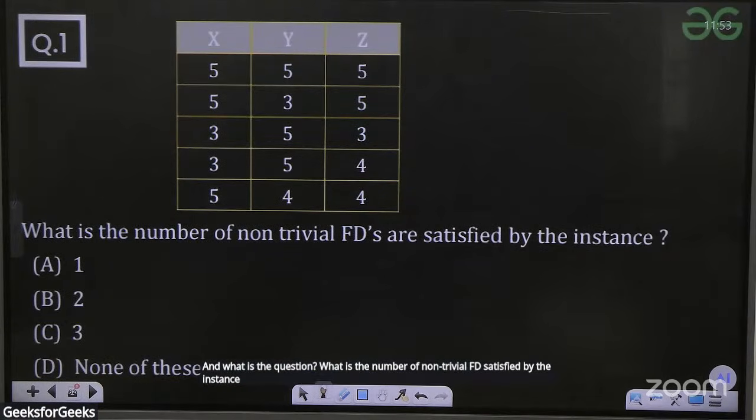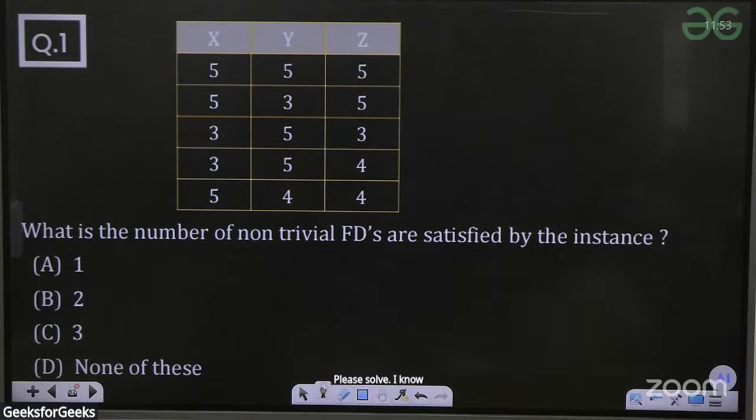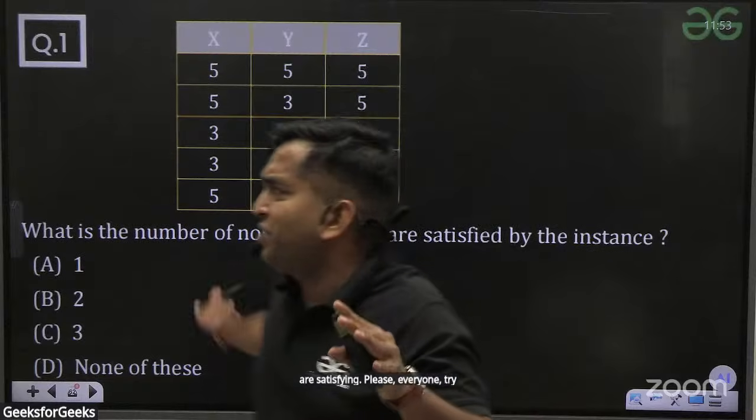Can we do one thing? First, you will try. Please solve. I know you don't know, but try. I am not insulting you, don't be afraid. Please try. How many non-trivial FDs are satisfying? Everyone, please try.